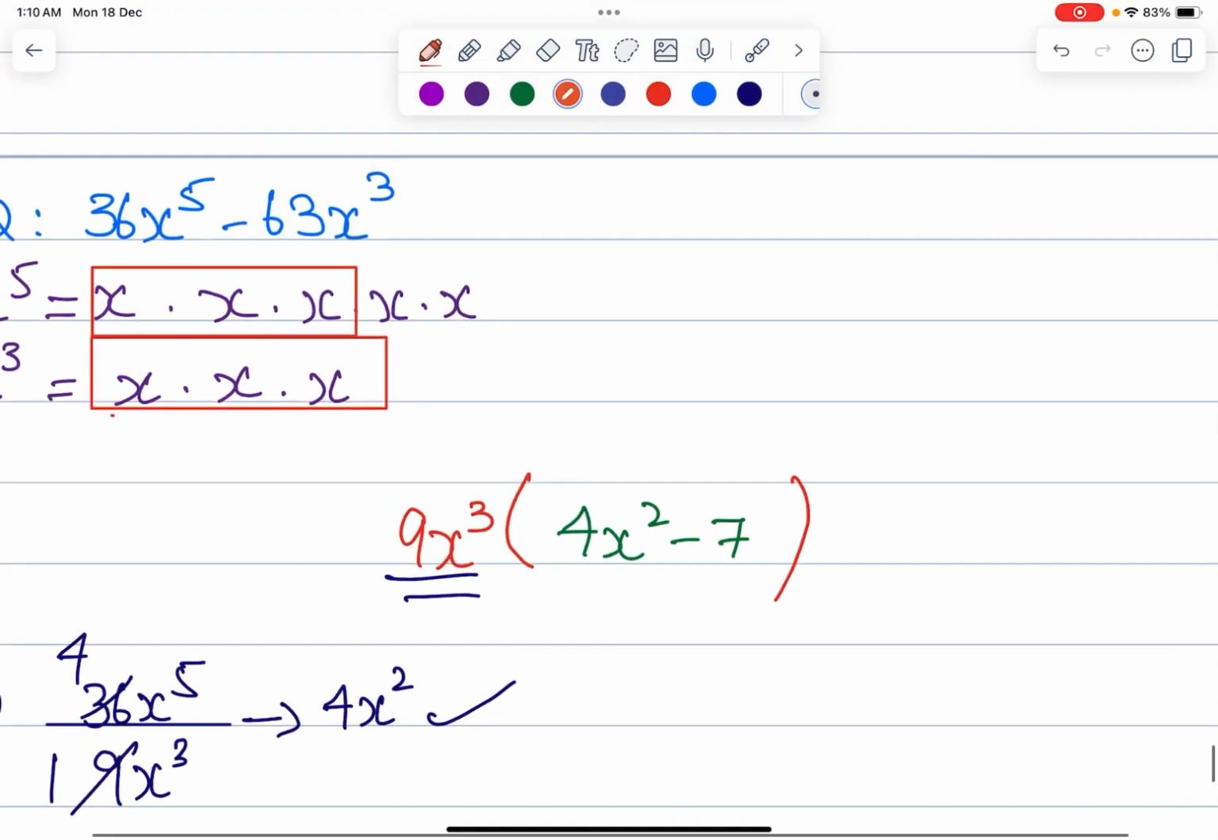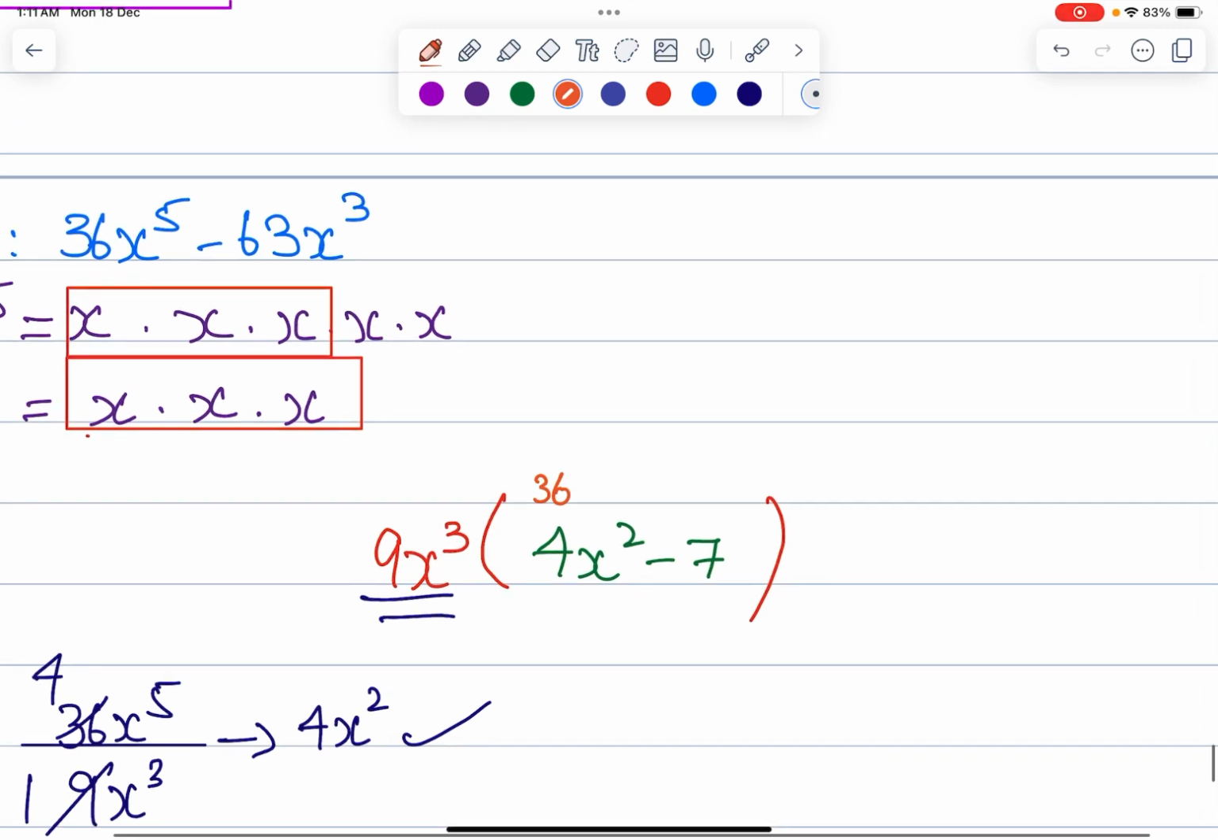What do you get? You get 36. If you multiply x to the power 3 multiplied by x to the power 2, I told you when variables get multiplied, the powers get added up. So x to the power 3 multiplied by x to the power 2, what are you going to do? You're going to add the powers. 3 plus 2 is 5, x to the power 5.